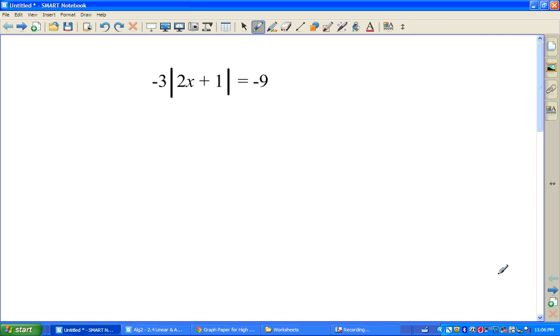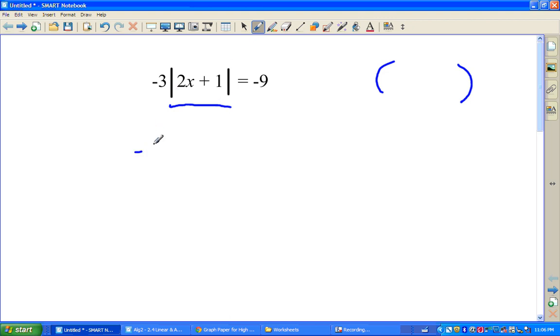Okay, let's take a look at some absolute value equations here. First thing we're going to notice is that the quantity 2x plus 1 is within the absolute value sign, so we're going to try to isolate that. We treat it almost like we would treat parentheses in an algebraic equation, but they're not the same as parentheses, but we want to treat them similarly for this purpose.